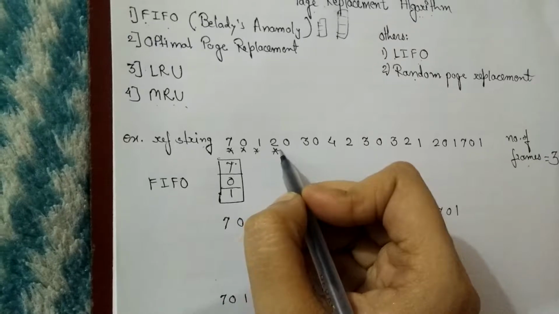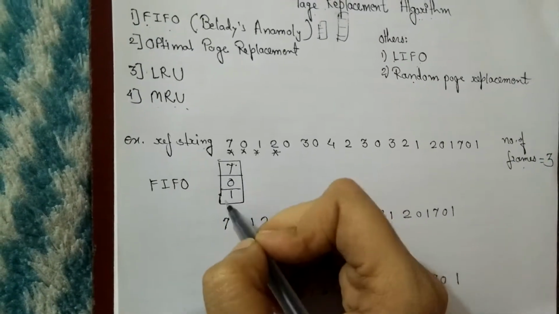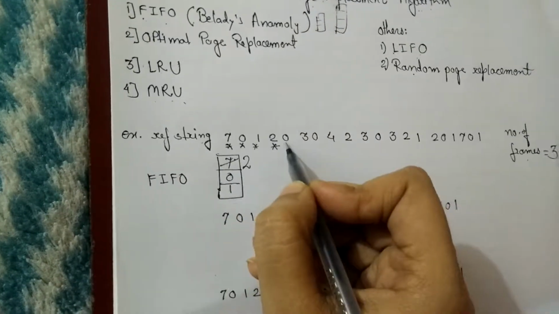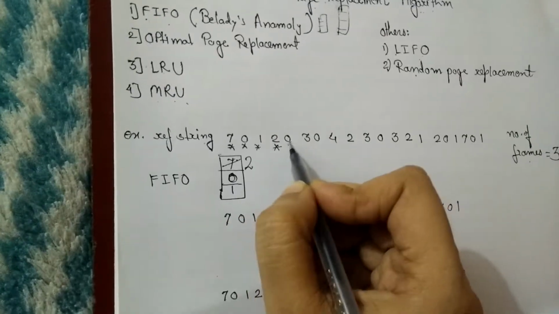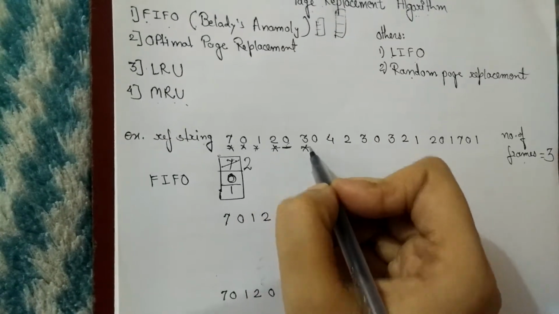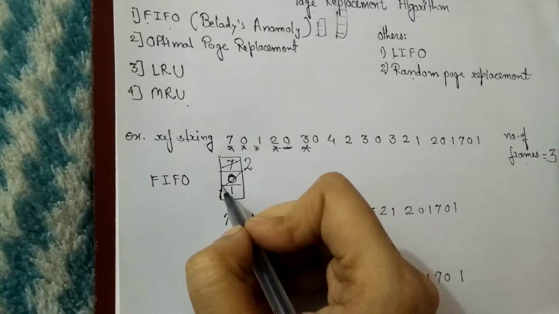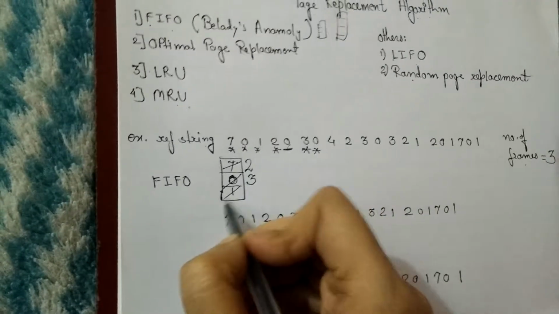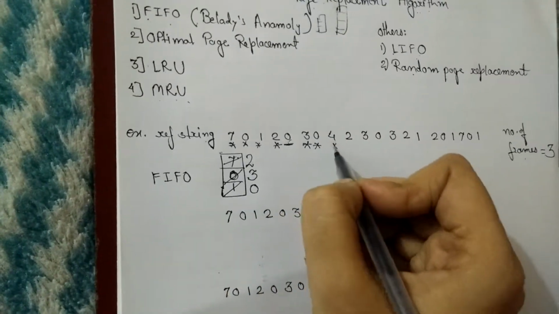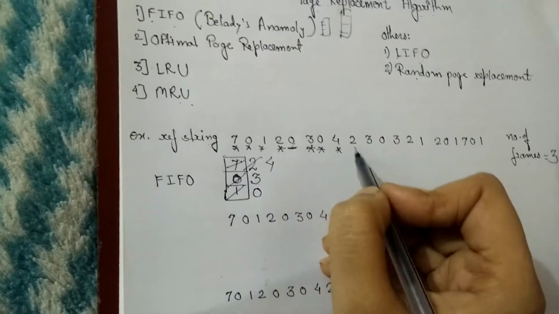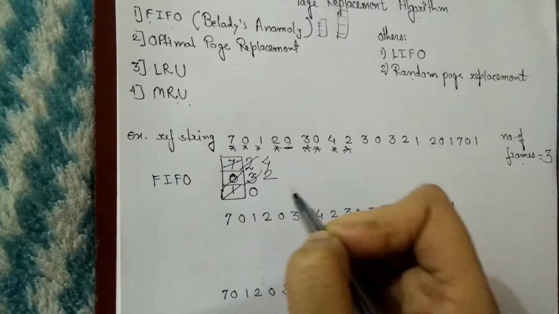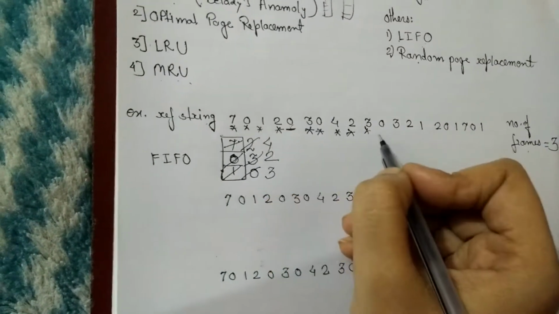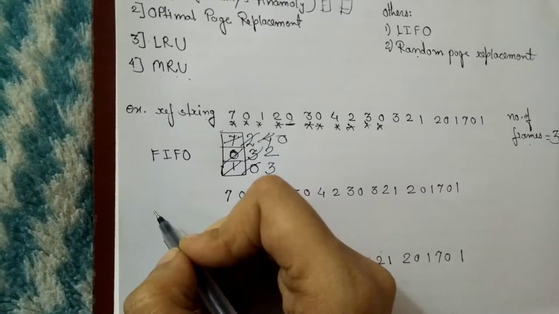For 2 there is a page fault, so we have to replace one of these 3 pages. First 7 has come, so 7 will be replaced. For 0 there will be no page fault as 0 is already present. Then for 3 there is a page fault, so 3 replaces the one that came first. Then again for 0 there is a page fault, so 0 will replace this. Then for 4 there is a page fault, so 4 will replace this. Then for 2 there is a page fault, 2 will be replaced here. Then for 3 there is a page fault, and for 0 there is a page fault.